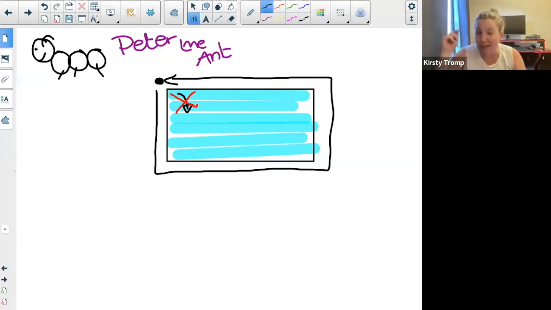Peter the ant, if Peter had to go inside, he would drown. Peter perimeter. Why Peter? Because Peter rhymes with perimeter, and begins with a P. Hoping that that's going to help you guys in your exams. Take a deep breath, calm down, and think: Peter perimeter, outside.